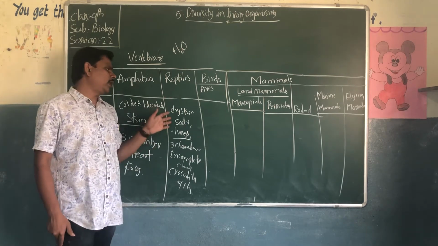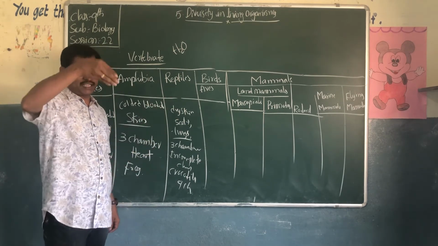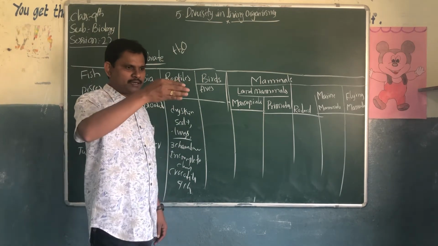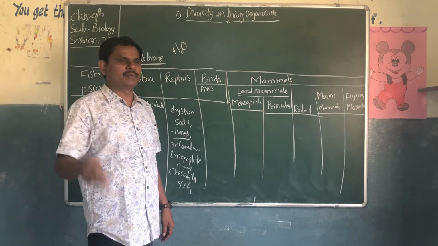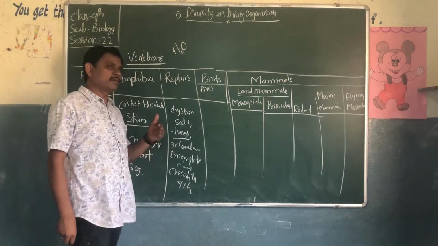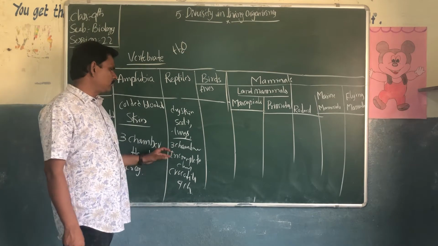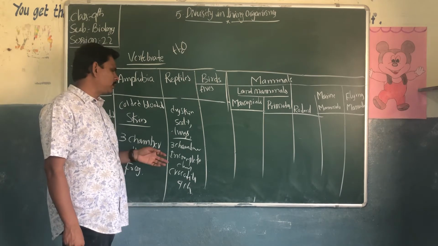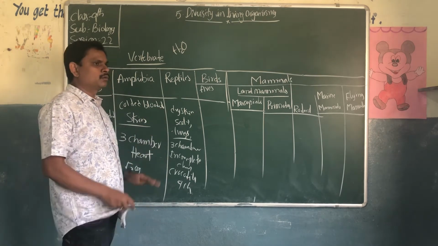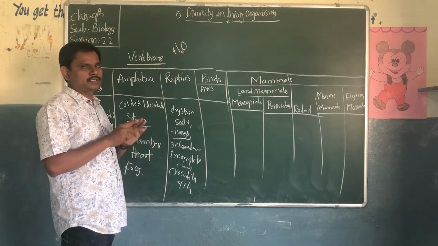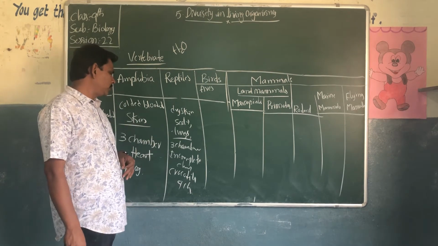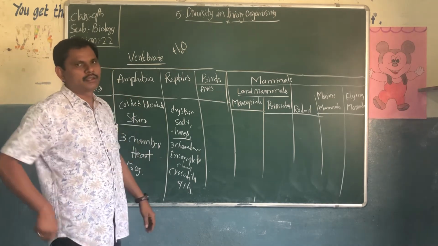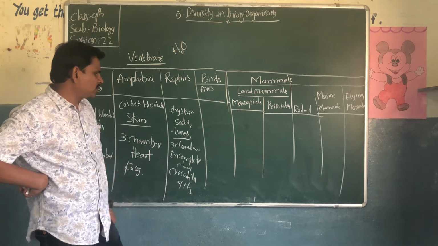So they have dry skin and there are scales. Can you observe the crocodiles? The crocodile's body is also divided into scales in segments. Through the lungs they will respire. They have a 3-chamber heart. One more chamber is there, but it's an incomplete chamber. Only 3 chambers are developed, 1 chamber is not complete. But in crocodiles, we can see 4 chambers in the heart.